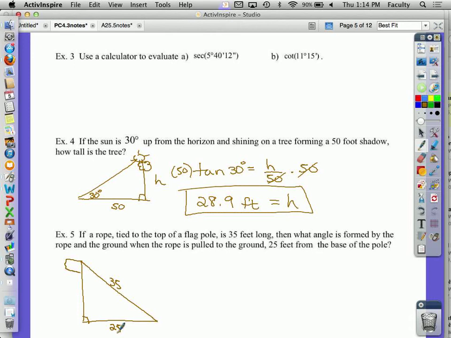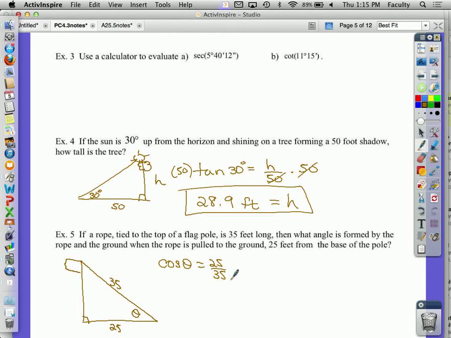What angle are they referring to? What angle is formed by the rope and the ground? The bottom angle right here, let's call it theta. So this is a right triangle. So we're going to do right triangle trig. So SOHCAHTOA, from theta I have adjacent and hypotenuse. What trig function is that? Cosine. So this is cosine theta equals 25 over 35.